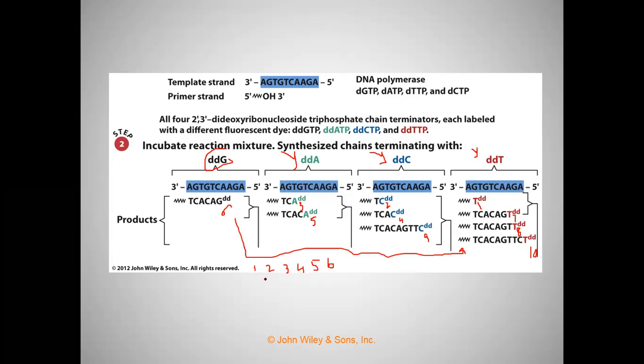At position number 1 is T. Position 2 contains C. Then A. Again, at 5 is A. And the G. This is the sequence that we obtain in different test tubes.